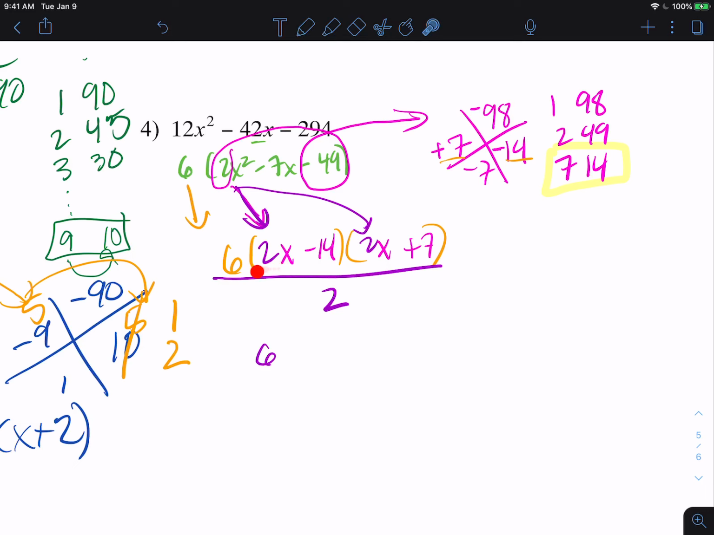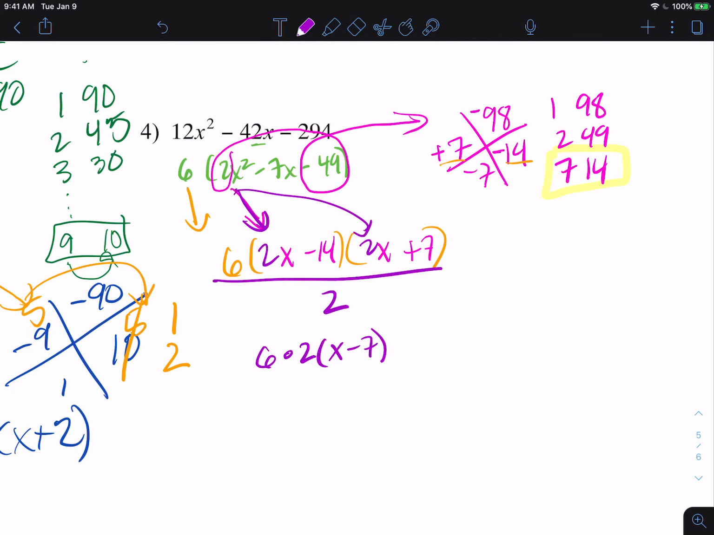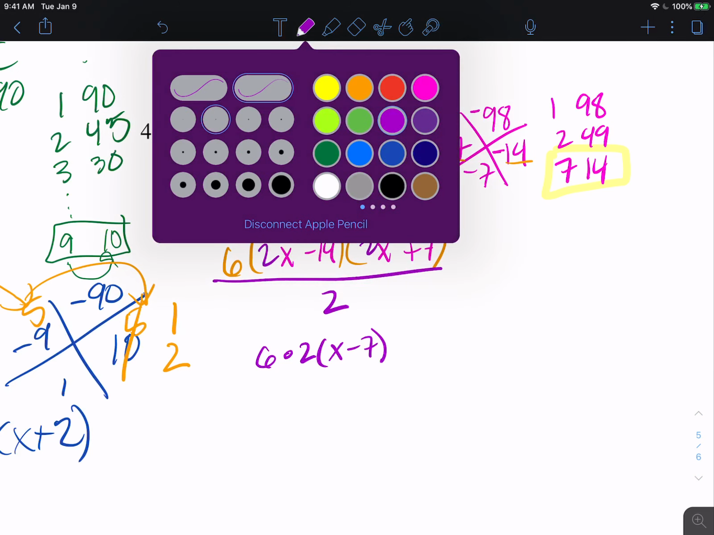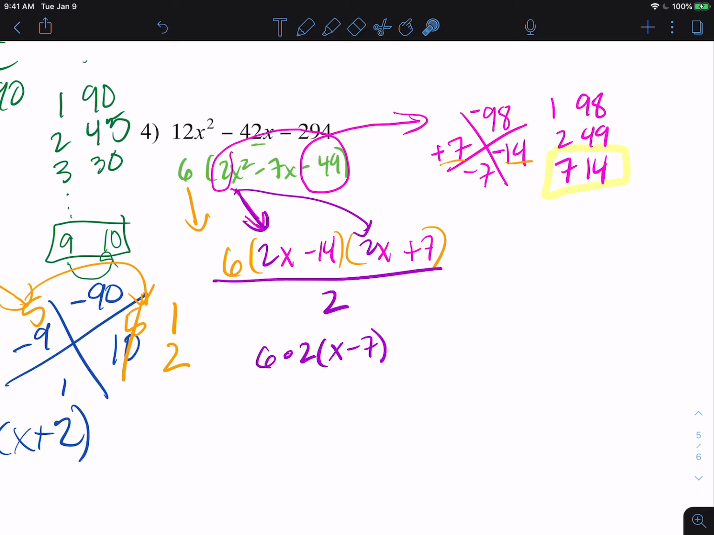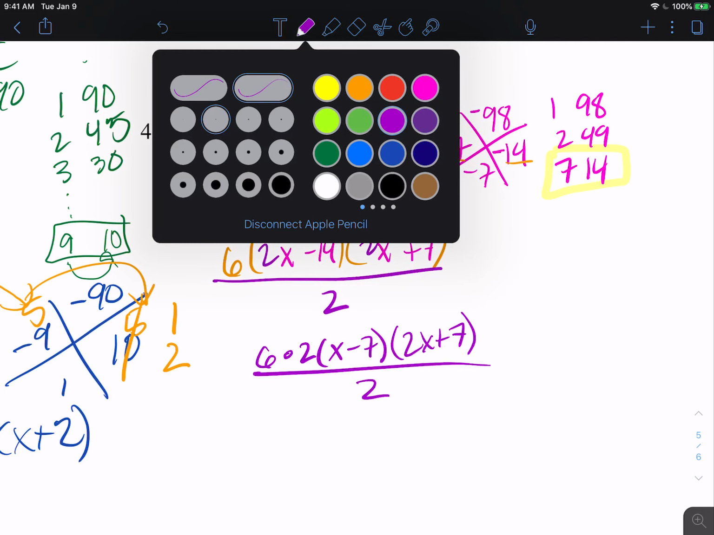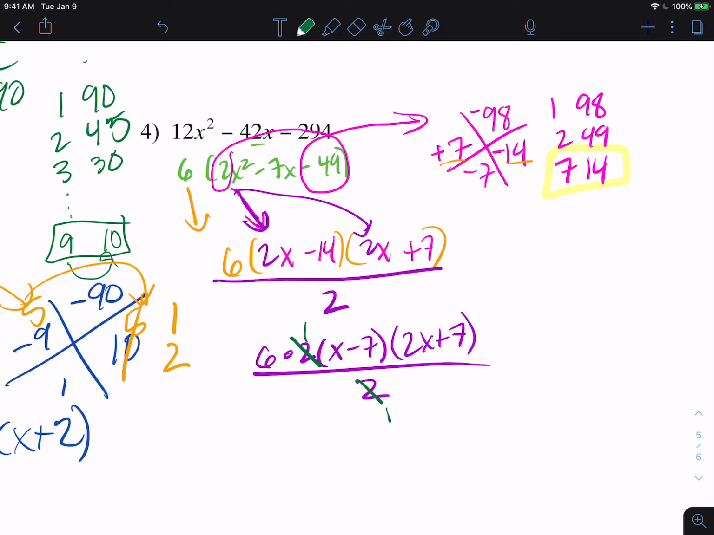Here, I'm going to look at my first set of parentheses, and I'm going to say, is there a common factor? Well, yeah, 2 and 14 have a common factor of 2. So I'm going to take out the 2. When I take out the 2, that leaves me with 2x divided by 2 is x, and then negative 14 divided by 2 is negative 7. Then in this set of parentheses, 2x plus 7 does not have a common factor other than 1, so I leave it as 2x plus 7. And we're still dividing by 2 because that's our takeaway that we paid back an extra part. So then we look to cancel. This 2 will cancel with this 2. They reduce to 1. So that leaves me with 6 times x minus 7 times 2x plus 7. That becomes my answer.